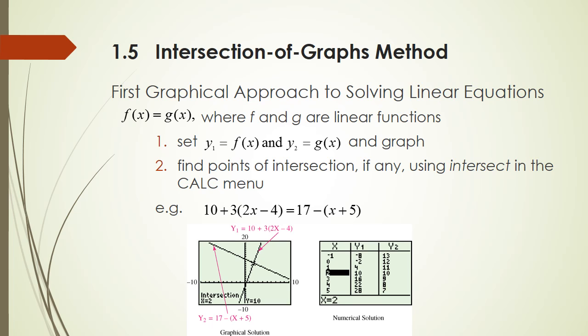You can also use your table as you see on the right. The x value of 2 gives you the same value for y in both y1 and y2. That means this is an intersection point. The disadvantage to the table is that if you do not have it set up right, you may not actually be able to see the intersection. For example, if x was a decimal, the particular setup of this table would not allow you to see that.